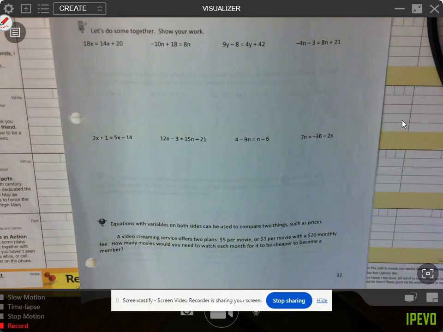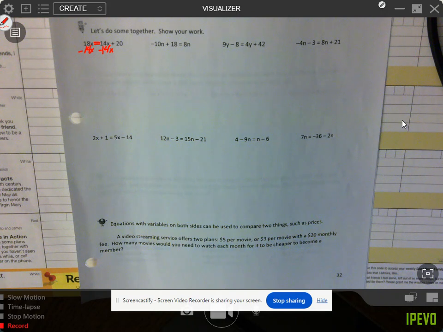So let's look at this first one. 18x equals 14x plus 20. What is my first step? Dominic, tell me what my first step would be. You combine 18x and 14x. You're right, we do need to combine my variable of x. How do I do that, Dominic? Because there's an equal sign separating them. You subtract 14x. I'm going to subtract 14x from both sides because I only want the x on one side.